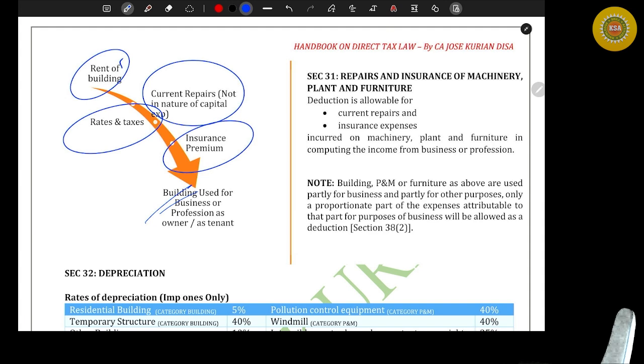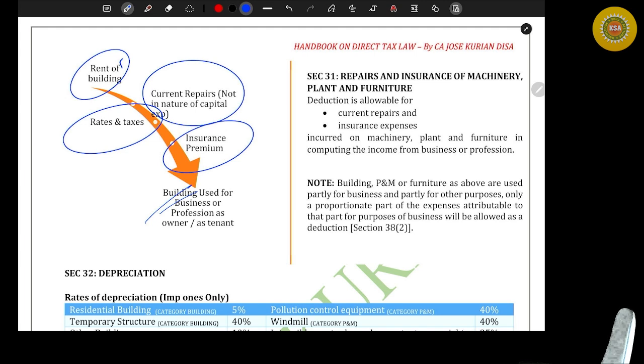What is next? Rates and taxes. If I'm the owner of this building, I should pay something to the municipality. Property taxes, sewerage taxes, etc. will come. That I can claim under PGBP. You don't count it under house property. Why? Because I'm not getting any rental income from this property. I have a property and I'm using that property to run my business. Am I getting any rental income? No. If I'm getting rental income, then it will be under house property. I'm running my business, so you have to consider it under PGBP, and all the expenses in relation to this building have to be deducted under PGBP. Is that point clear? So rates and taxes means all the municipal taxes, property taxes, sewerage taxes, whatever I pay to the local authority, I can claim as a deduction under section 30. I hope it is clear.